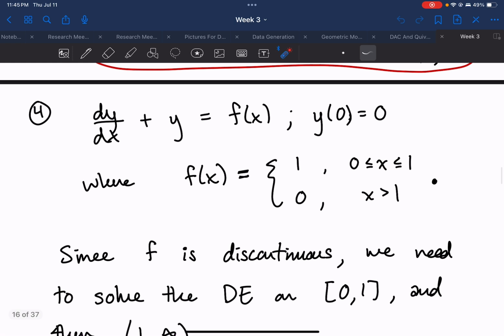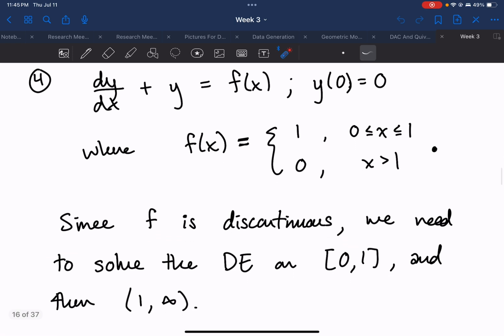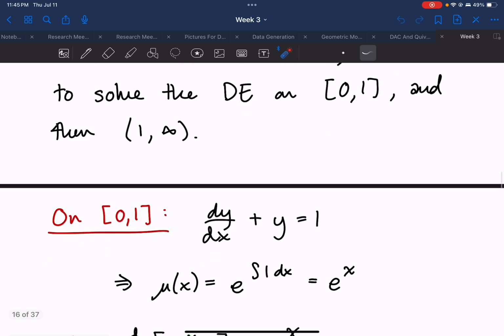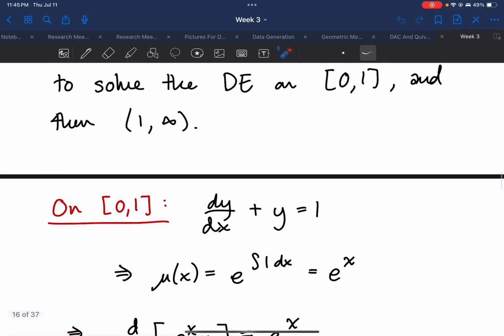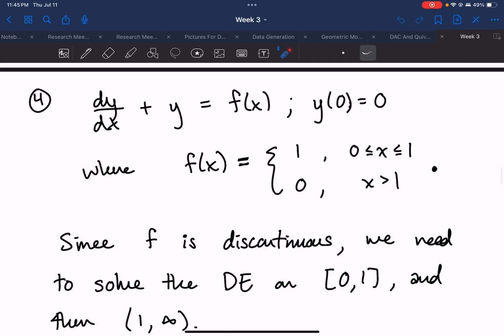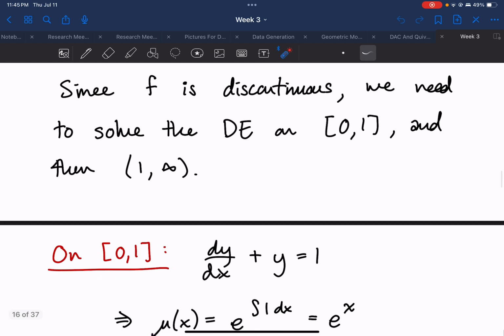Since f is discontinuous, we have to solve this differential equation on this interval and on this interval separately. And we're going to hope that they match up, or we just talk about the solutions on different intervals. So on the first interval, the interval 0 to 1, f of x equals 1. In that case, my equation becomes dy/dx plus y equals 1.